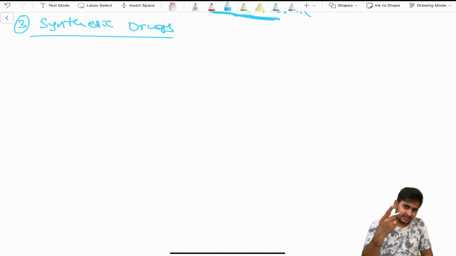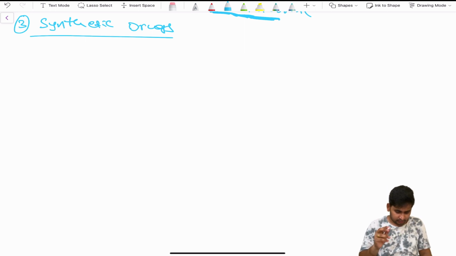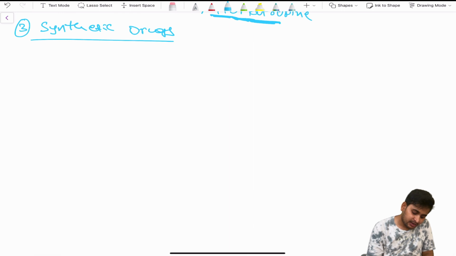These synthetic drugs are designed in a way that the drug can fit into the receptor. This type of designing is done in the laboratory, with docking structures in computer systems. This type of designing of synthetic drugs is called rational drug design.